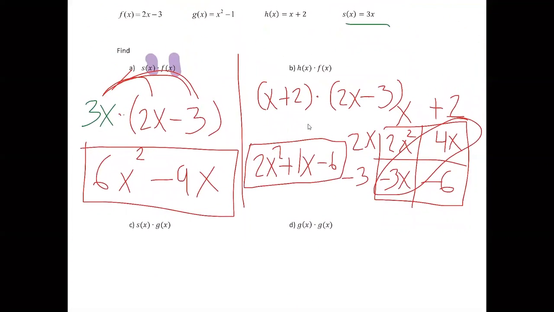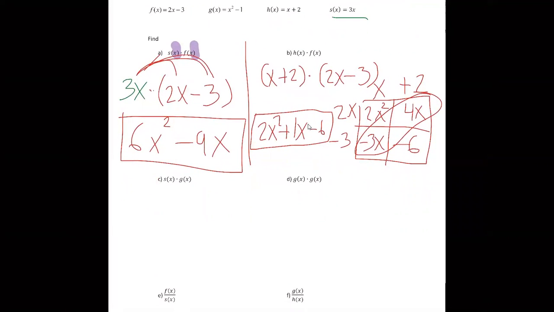All right, guess I'll have to zoom out a little bit. Next one, it's s of x, so 3x, that's just one part, so I'm not going to put parentheses around it, times g of x, so that's x squared minus 1. So this is a problem where you're going to distribute. So take a second, think about what this answer would be. See if you can do that distributive property.